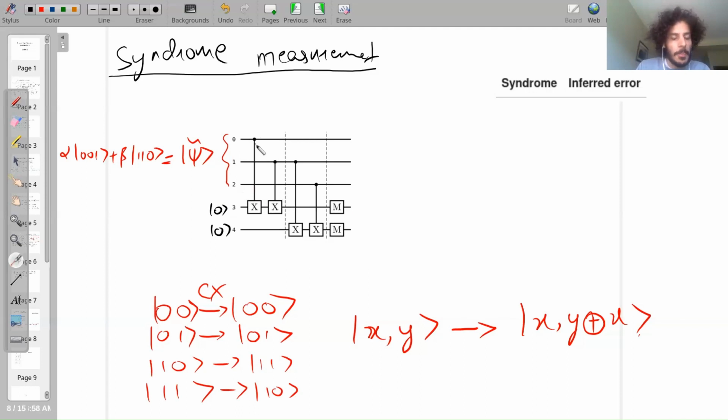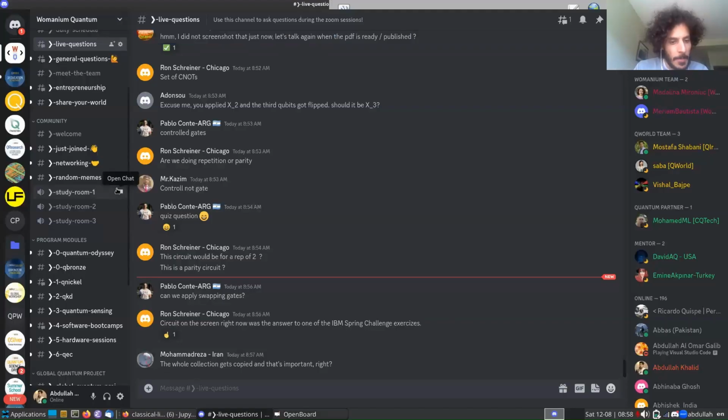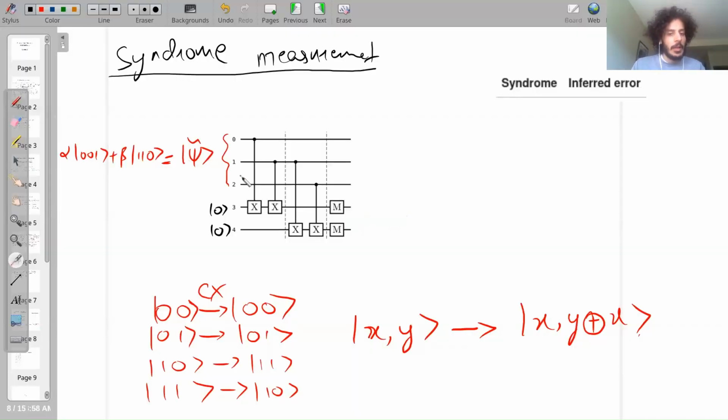So what we are recording in these ancilla qubits is not the value of each of these qubits. What we are measuring, what we are putting in these ancilla qubits, is whether the first 2 qubits are the same or different, and whether the second and third qubits' values are the same or different, right?